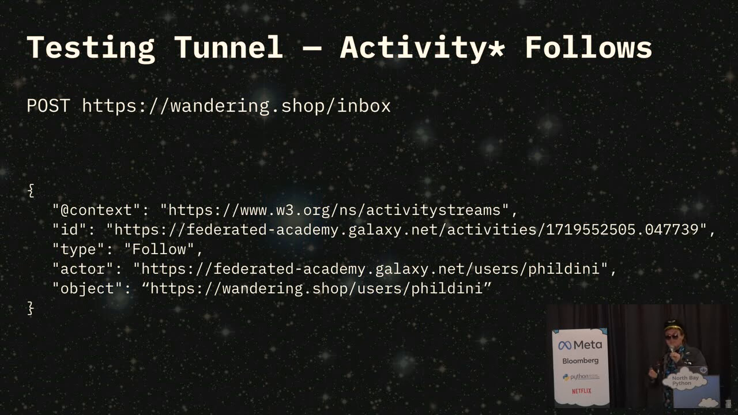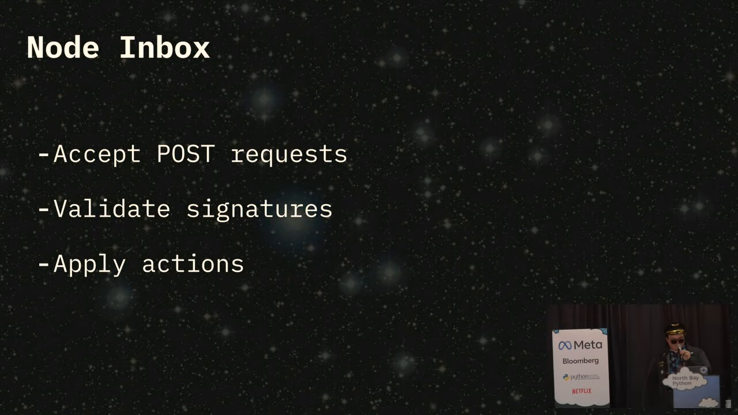ActivityPub also supports the idea of a pending follow, which is what the remote server sends to your server to confirm, yes, we have received your follow, we are waiting on user feedback, and when that's done, we will send the full accept. In most cases, it is a two-way handshake. You send a follow, the server sends back an accept follow. So from this, we can see that what is required for a server inbox is fairly straightforward. We need to accept post requests, we need to validate signatures, and we need to apply actions.